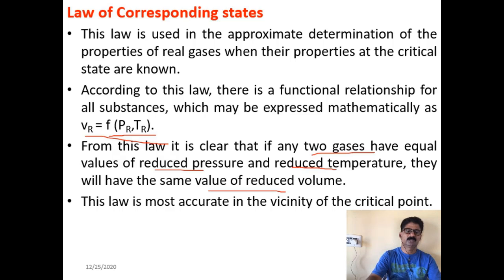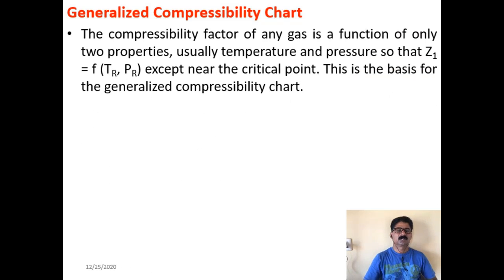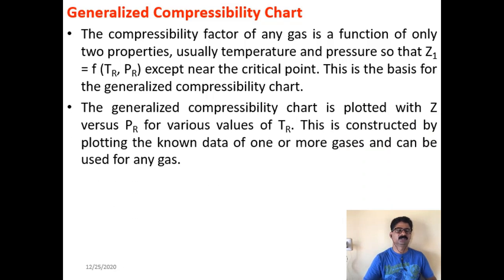Now coming to the generalized compressibility chart, the compressibility factor for any gas is a function of only two properties, usually temperature and pressure, so that Z is a function of TR and PR, reduced temperature and reduced pressure, except near the critical point. This is the basis for the generalized compressibility chart. The chart is plotted with Z versus PR for various values of TR.